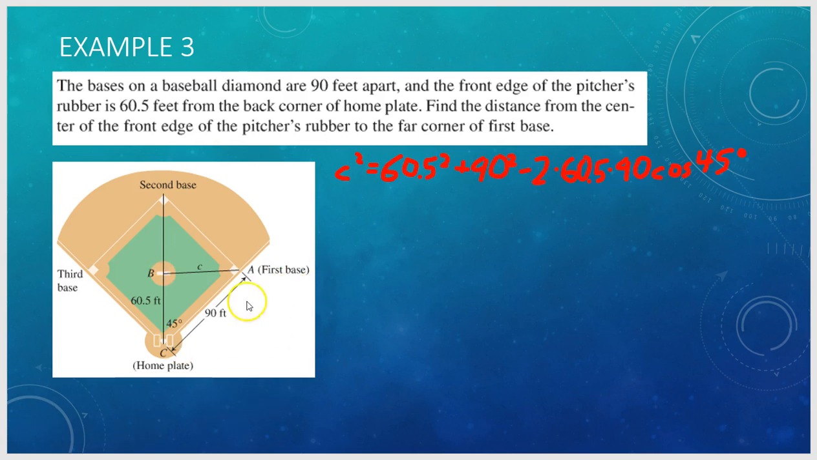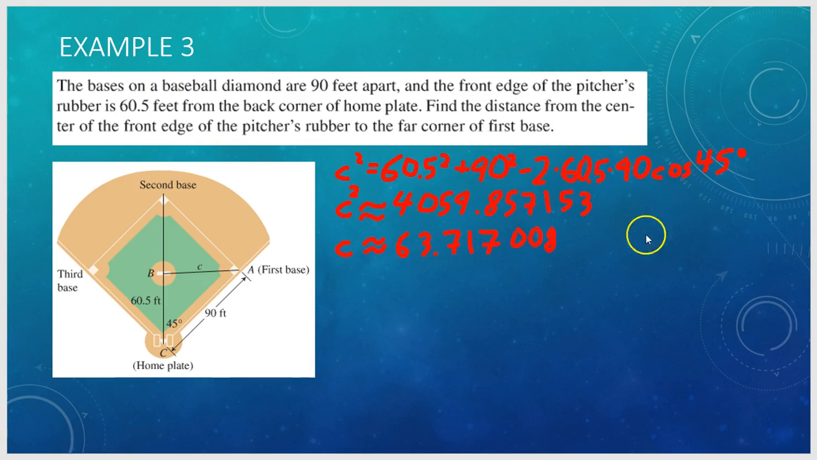So plugging the numbers from the diagram into the law of cosines gives us 60.5 squared plus 90 squared minus 2 times 60.5 times 90 times cosine of 45 degrees. So now we just need to take all this information and type it into our calculator. And remember that that's actually equal to c squared, so we'll also want to take the square root of both sides of the equation after doing that.